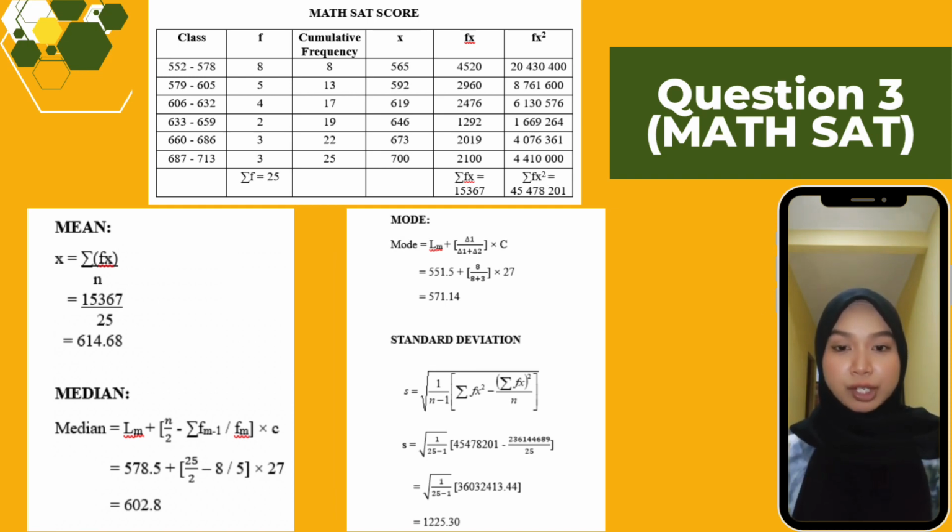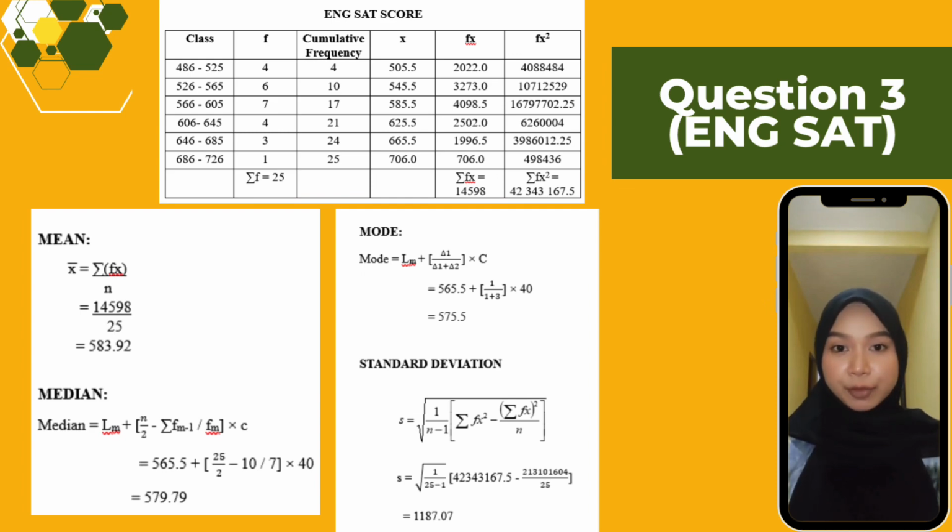The formula for standard deviation is the square root of 1 divided by n minus 1, times bracket Σfx squared minus bracket Σfx close bracket squared divided by n close bracket. So the standard deviation for the math score is the square root of 1 divided by 25 minus 1, times bracket 45478201 minus 236144989 divided by 25 close bracket, so the answer will be 1225.30. Then I will continue with the English set.